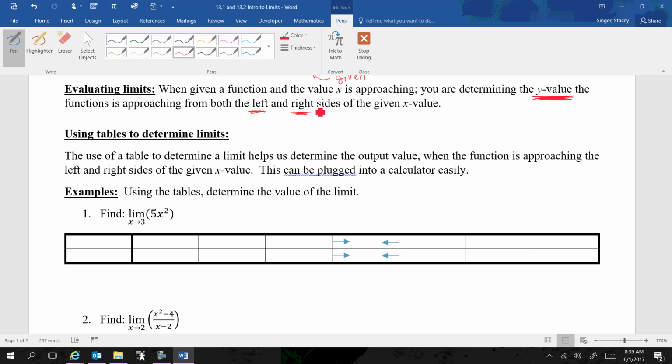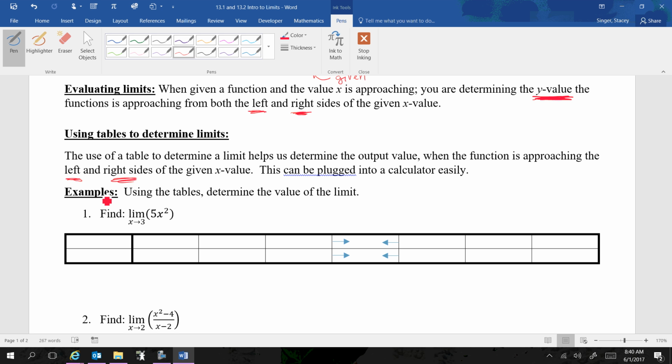There's using the table to determine the limit, and the easiest way to do that is to use your calculator to your advantage. You plug the function into y equals and pick points on the left side and the right side, always the left side and the right side, to figure out what those are approaching. So if I wanted to find the limit of 5x squared as x approaches 3, I could just plug in and figure out what it is, but you need to understand where it's actually coming from and what's happening on the left side and the right side to actually understand what's going on with limits.